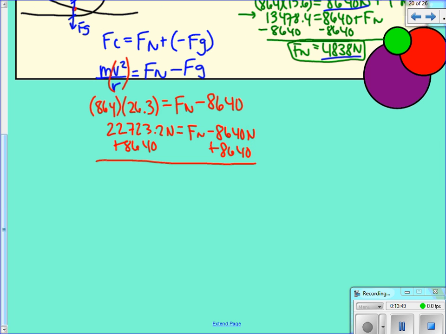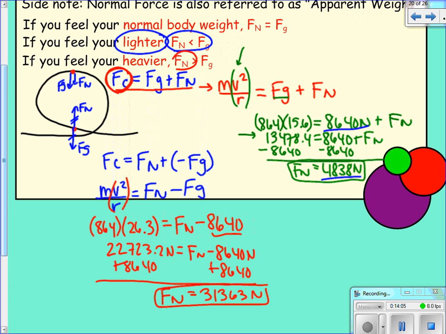And that ends up getting me my force normal is equal to 31,363 newtons. Now, when you look at this force normal compared to your force gravity, it is much, much greater. And so remember from above, when your force normal is greater than your force gravity, you feel heavier.